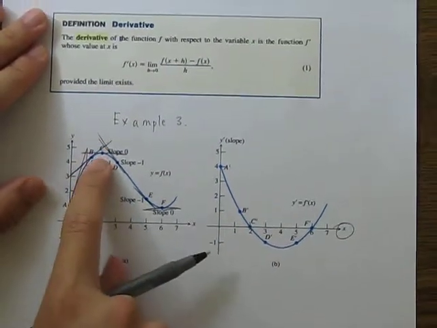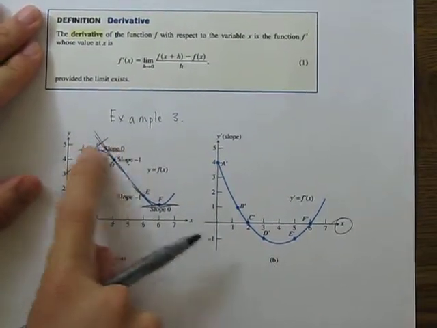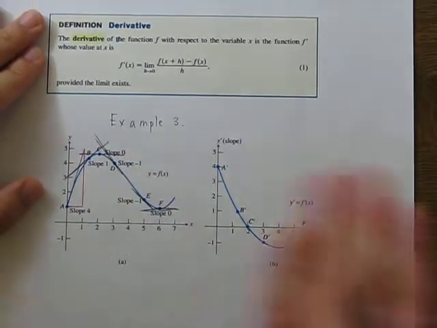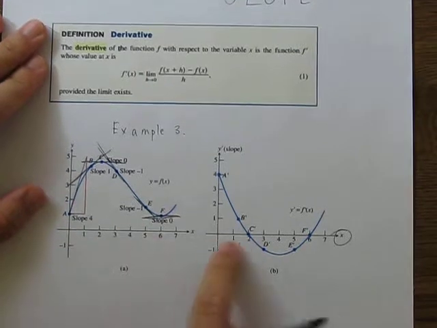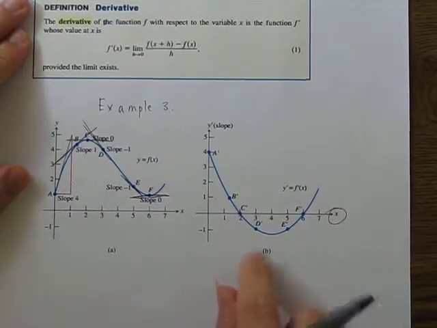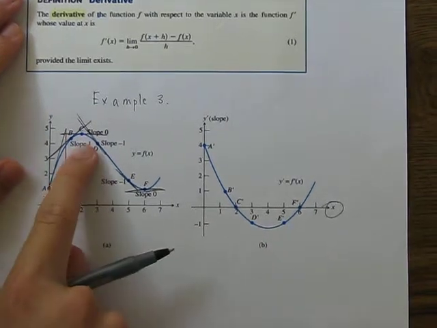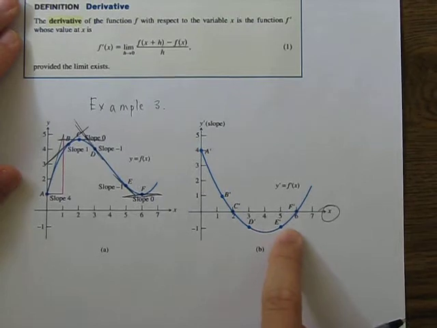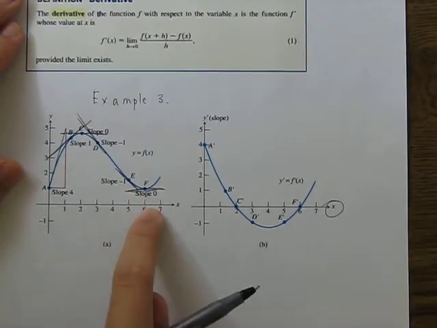At C, your slope is 0, because it's just a horizontal line, not an asymptote necessarily. So your C prime at 2 would be 0. And you do the exact same thing for D, E, and F. At D, it would be -1. E, it's also -1. And F is at 0.